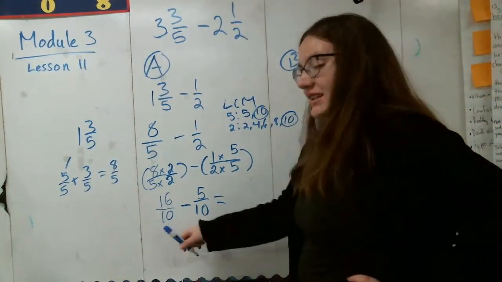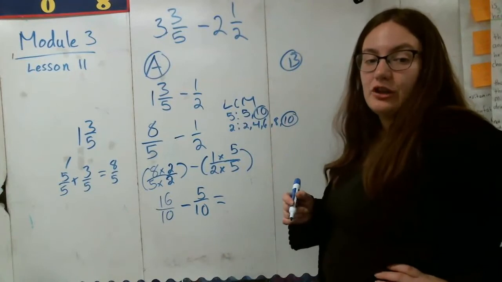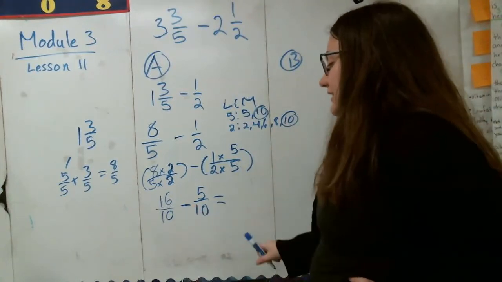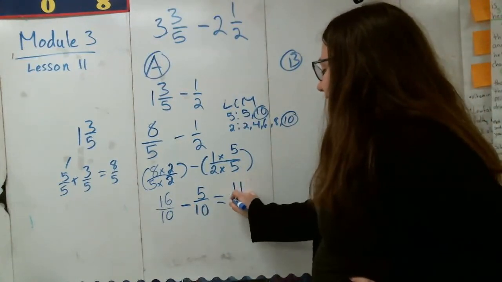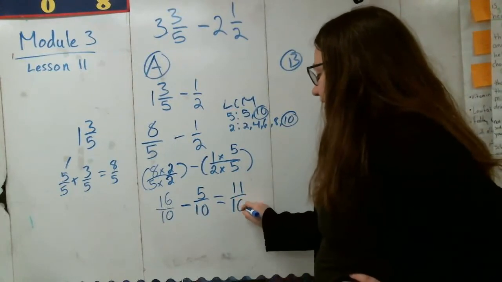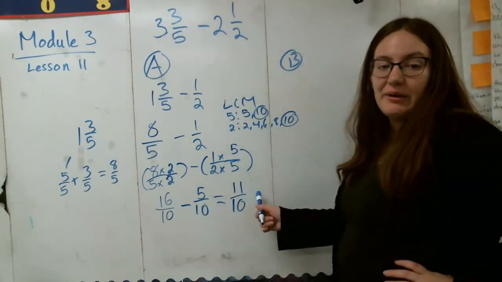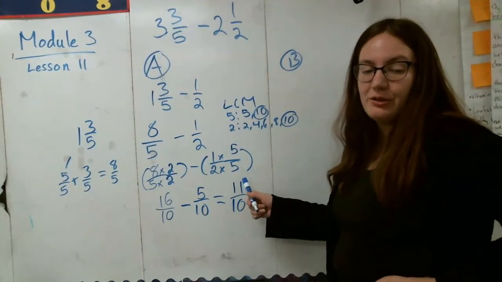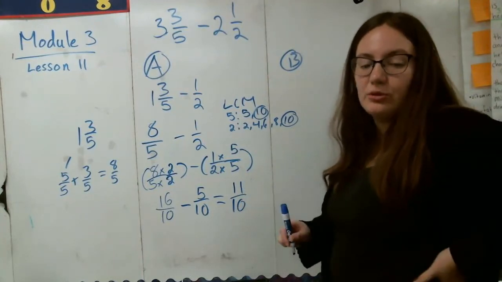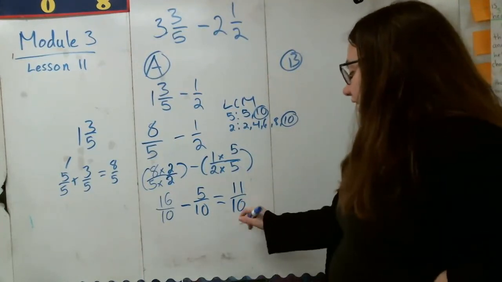Since I have the same denominator, I can now subtract. So 16 minus 5 is going to give me 11, and then my denominator will stay the same. This is an improper fraction because I have 11, which is larger than 10, in my numerator. So I'm going to have to change that.